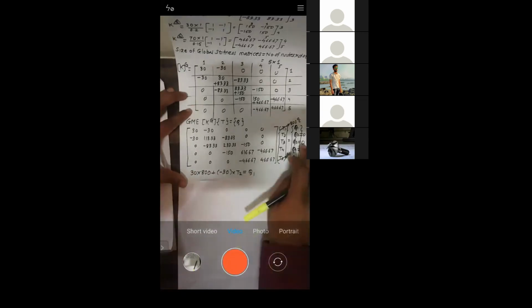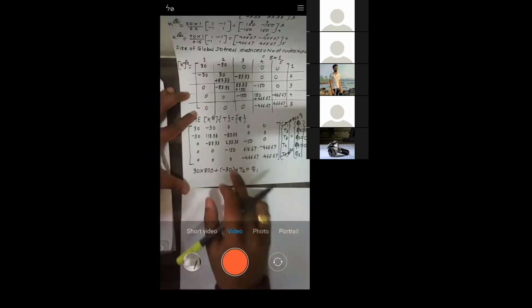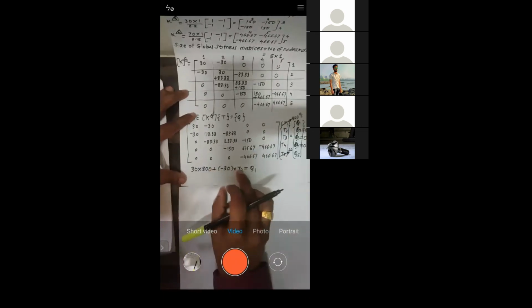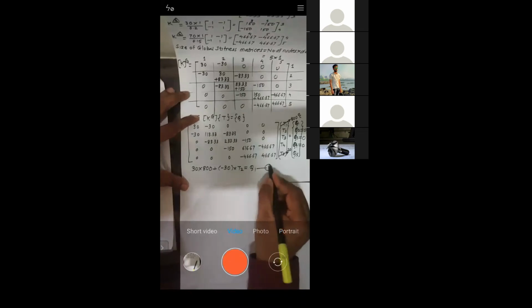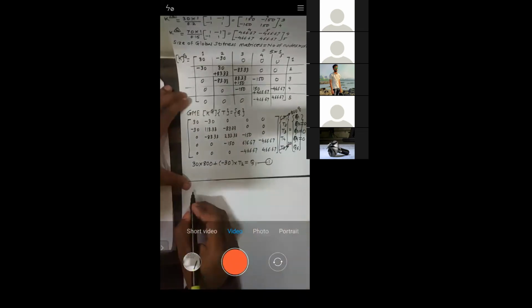Okay, so what we'll do, we know the right hand side, so can we make the left hand side? This row multiplied by column is equal to Q2. I've written this as equation number 1. Now I will go for this row multiplied by this column.